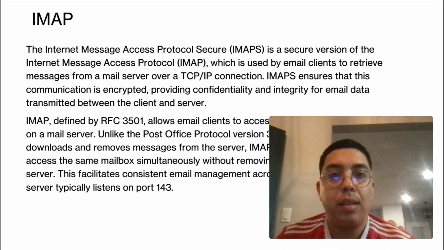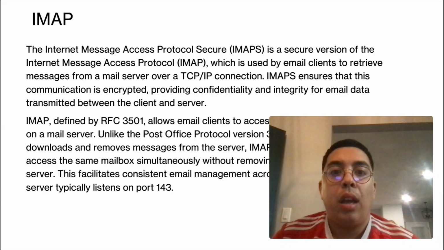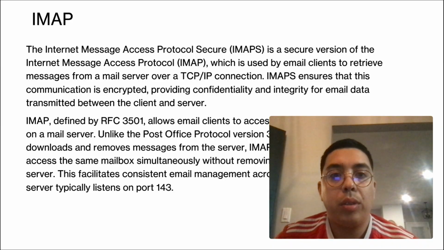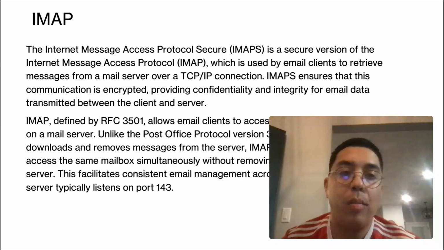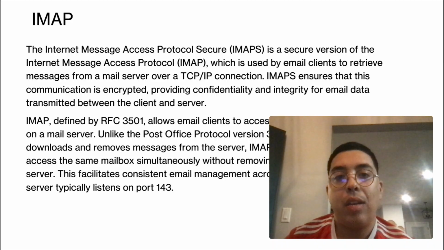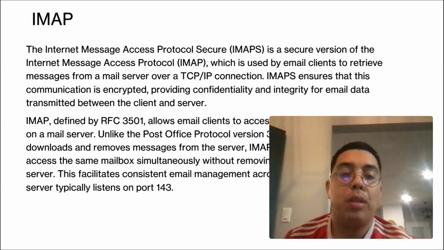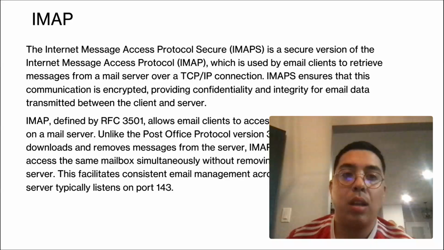IMAPS, or Internet Message Access Protocol Secure, is an encrypted version of IMAP used by email clients to retrieve messages securely. Unlike POP3, which downloads and removes emails from the server, IMAP allows multiple devices to access the same mailbox while keeping messages stored on the server. The port that IMAPS operates on is port 993, and it ensures security through SSL/TLS encryption, protecting emails from interception.